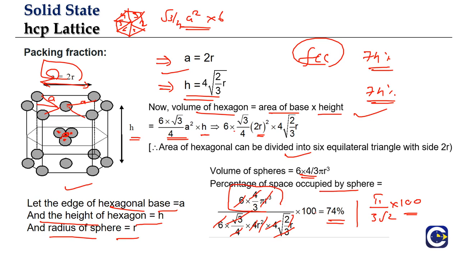And here one thing we are taking as the result is the value of H. We are not getting the derivation of it. H value will be equal to what? 4 root 2 by 3 R.